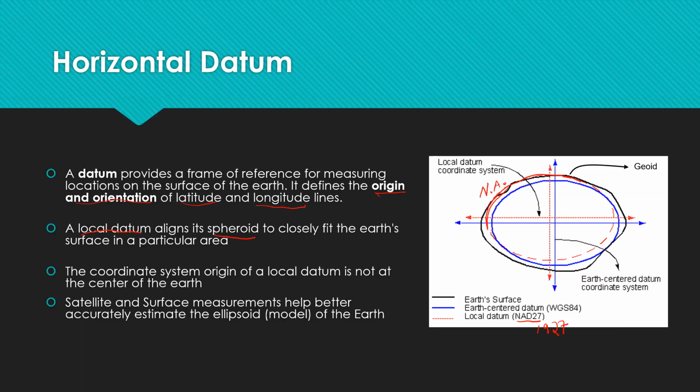Because it fits North America decently well, it really doesn't perform well elsewhere. You can see it's really far away from the Earth's surface, represented by this black line, in other parts of the world. So the coordinate system origin of a local datum is not at the center of the Earth, as you can see right here. It's not fit for the whole globe. It's only fit for a local part of the area.